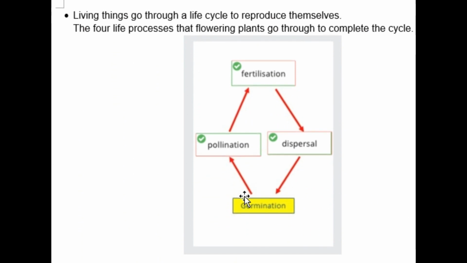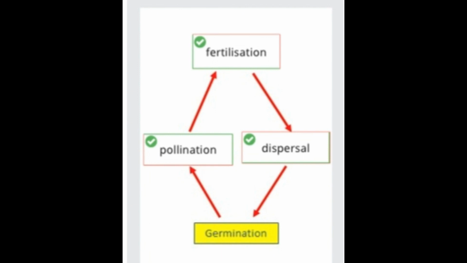Living things go through a life cycle to reproduce themselves. The 4 life processes that flowering plants go through to complete the cycle are: pollination, fertilization, dispersal, and germination.